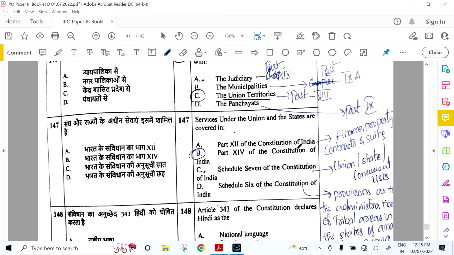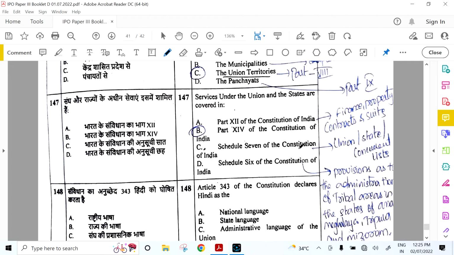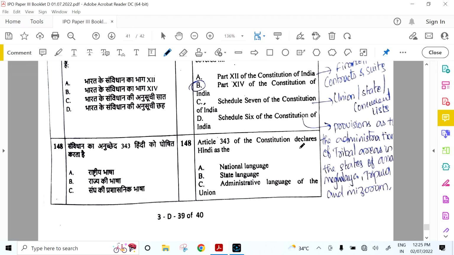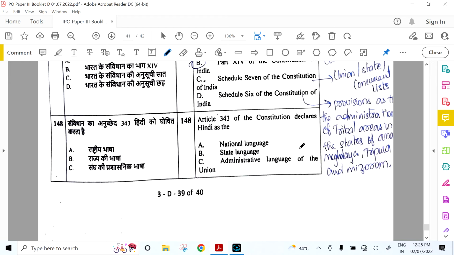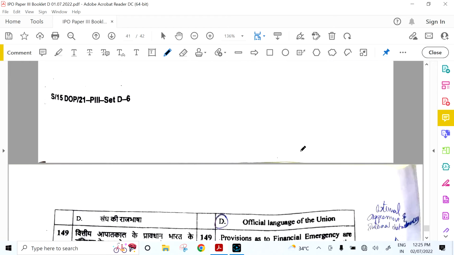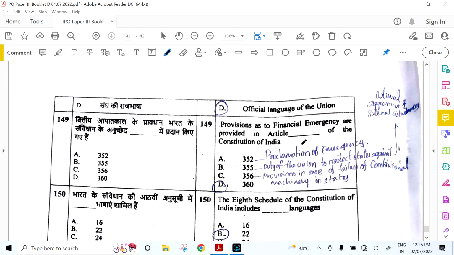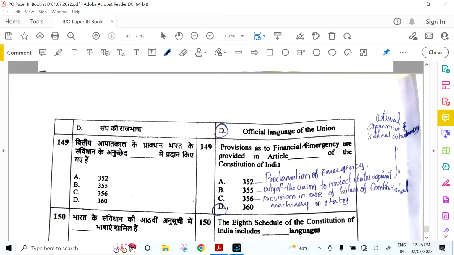Part 12 is about finance, property, contracts and suits. The 7th Schedule is about the Union, State and Concurrent lists. And the 6th Schedule is about the provisions as to the administration of tribal areas in the states of Meghalaya, Tripura and Mizoram. Article 343 of the Constitution declares Hindi as the official language of the Union. Provisions as to financial emergency are provided in Article 360.